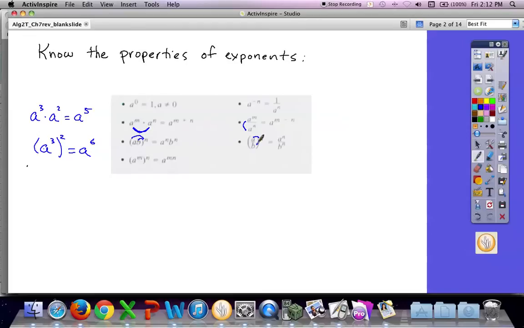And then the last property is negative exponents. How do we get rid of a negative exponent? You flip it to the other side of the fraction, right? So if it's to the negative n in the numerator, it's to the positive n in the denominator. Or it could be the same thing. It could be like 1 over a to the negative n in the denominator becomes a to the n in the numerator, right? Whatever it is there, it's the opposite in the other side of the fraction.